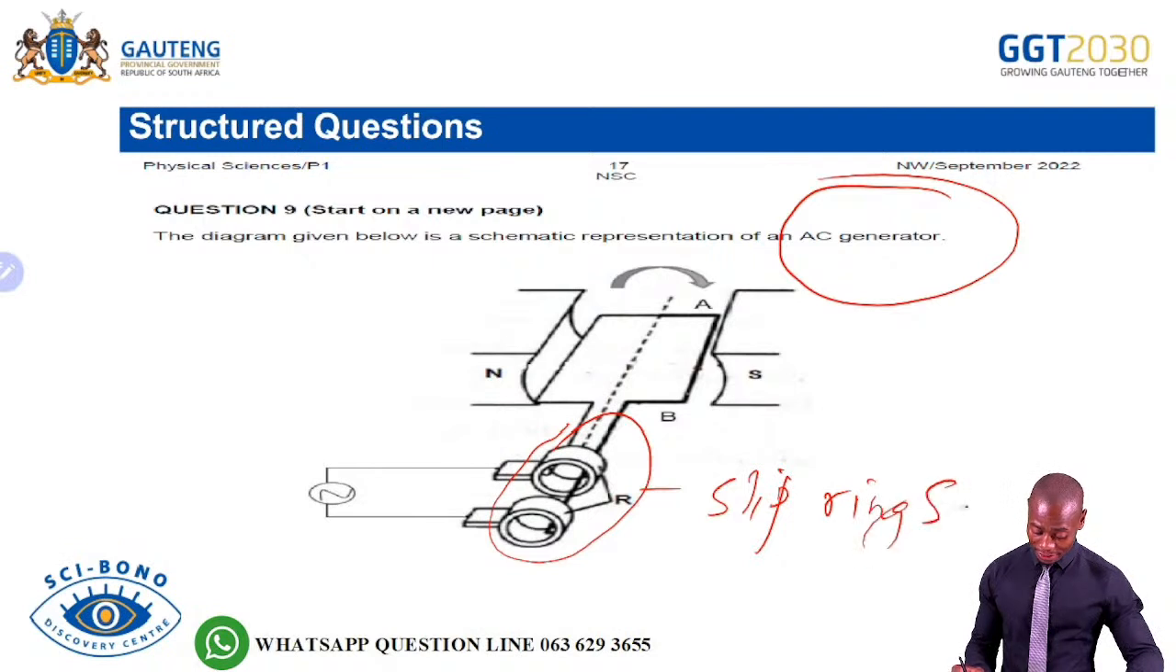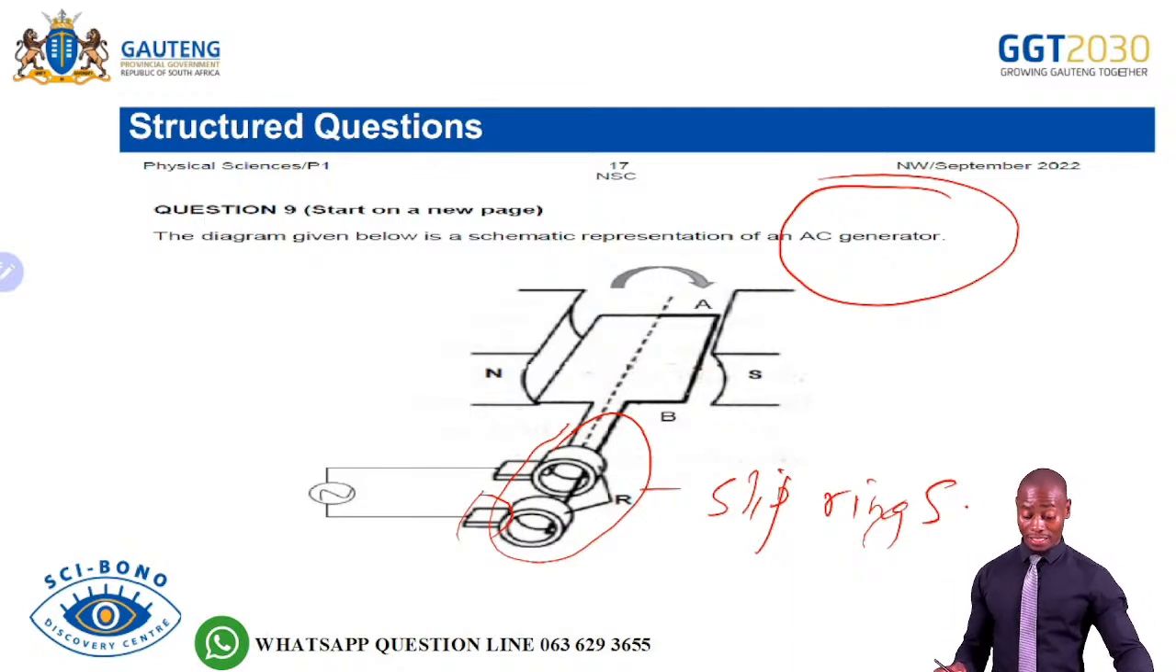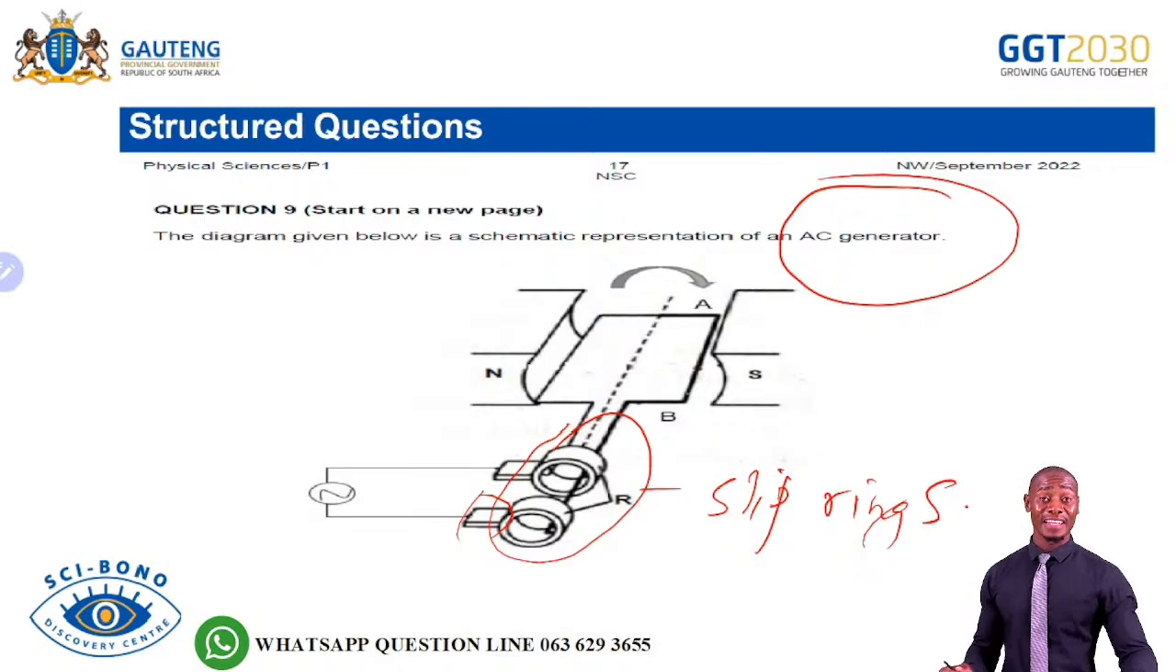So we can label that. These are the slip rings. You have the brushes there. And then we have AB there. That represents the coil. And this will assist us to know whether the current is moving in or out, A to B or B to A. So this is an AC generator. There's a lot that they can ask here.